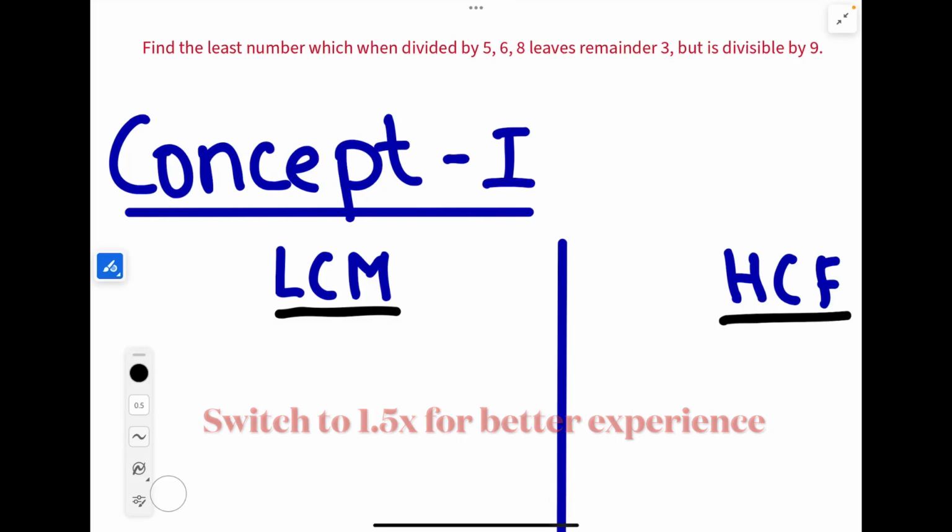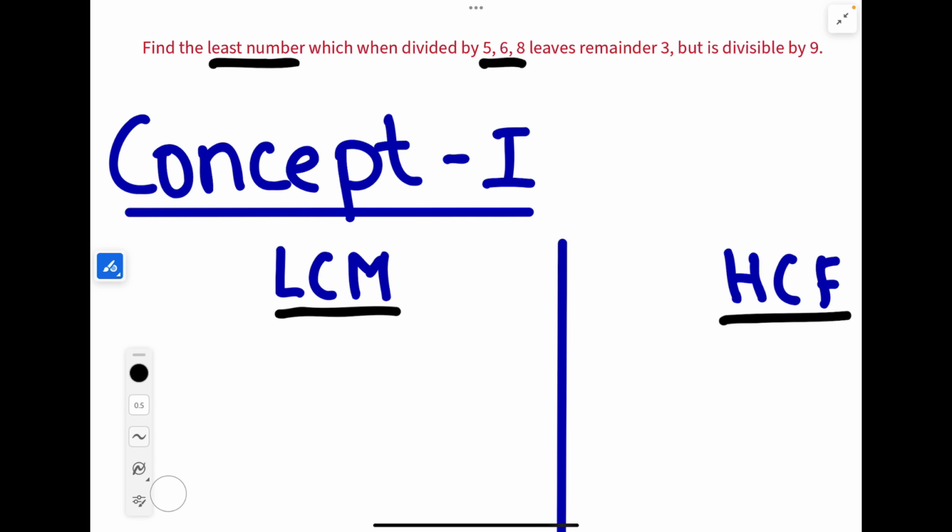Let us see this question. Find the least number which when divided by 5, 6 and 8 leaves remainder 3 but is divisible by 9.